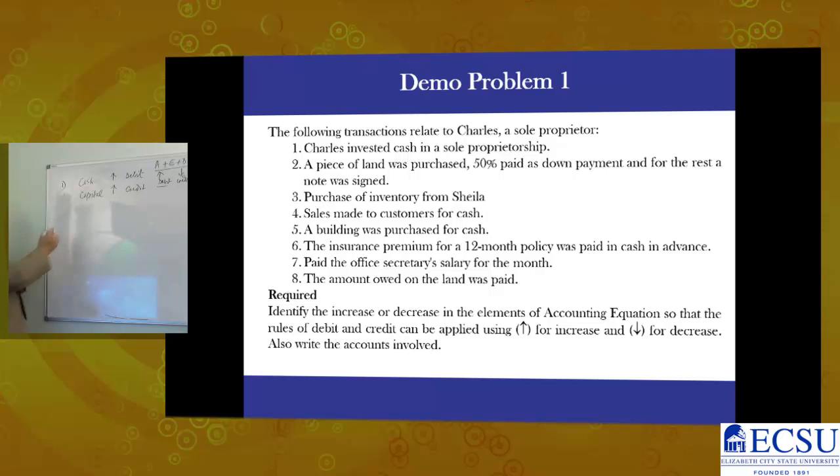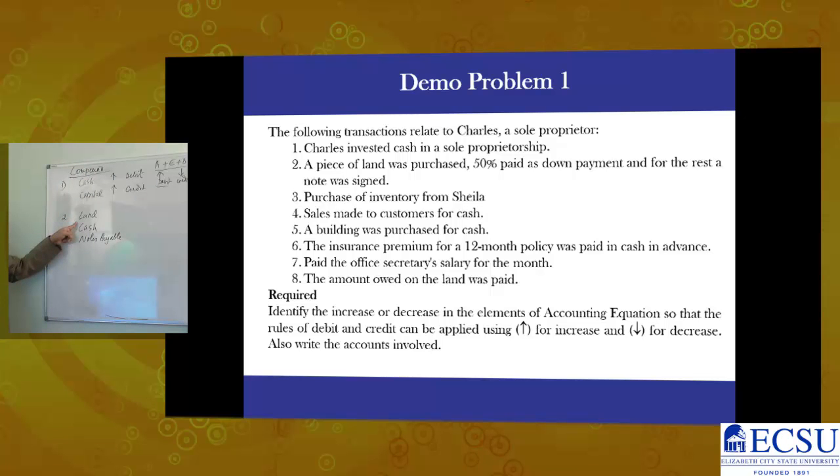Now, number 2 is a piece of land was purchased. So land is number 1. 50% paid as down payment. So that means cash, whenever you hear that word. And then for the rest, a note was signed. So notes payable is another account that I'm going to use. So these are the 3 accounts that I'm going to have. So this is going to be called a compound journal entry. Whenever a transaction has more than one debit or credit, we call that a compound journal entry. So this is what is going to happen.